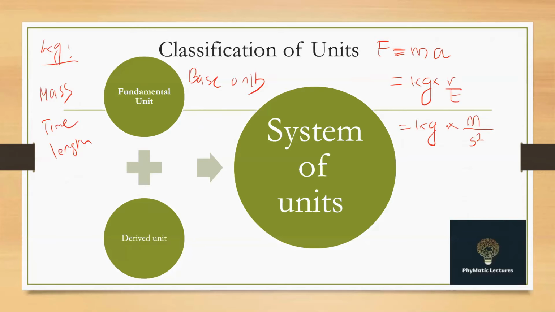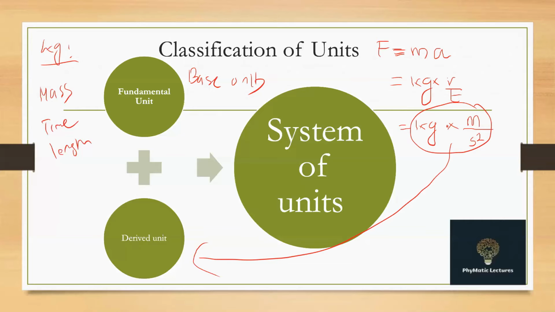So that itself is again derived from the basic quantities. So only base quantities are present in force. What is the unit for force? That is kilogram meter per second square. So this kilogram meter per second square is an example of a derived unit. I hope you got it. This is an example for derived units.